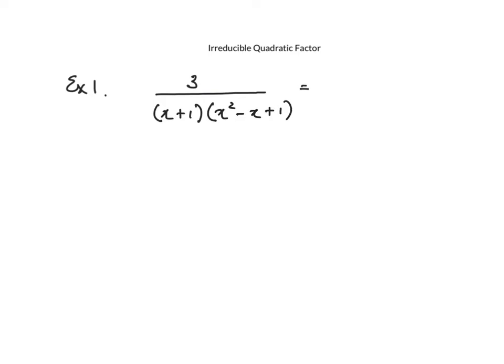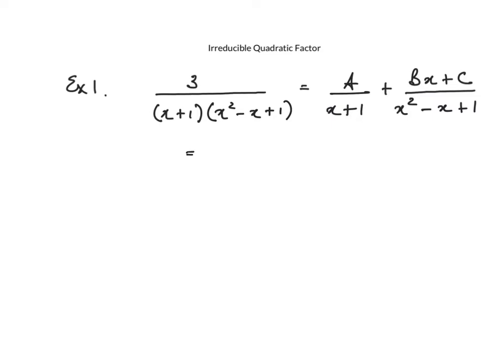Now, this factor here is a linear factor, and we can deal with that in the normal way. So we're going to start with A over x plus 1, and here is where it's different. Because this is an irreducible quadratic factor, we then have bx plus c over x squared minus x plus 1. So bx plus c will feature in all such problems, or something similar, cx plus d.